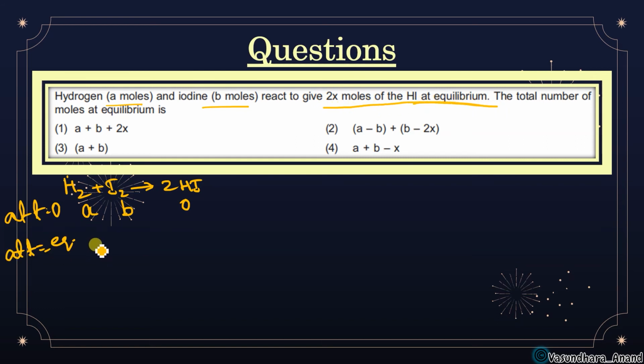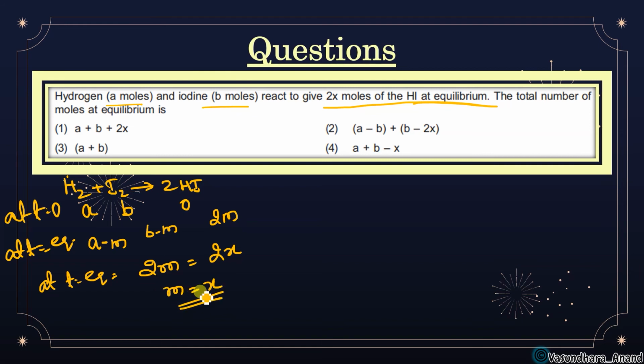So some portion will be deducted from this. Let me mark it as M. Similarly for B, since it is 1 mole, as much as this decreases, this will also decrease. So that is B minus M, and this will form 2M. Any doubt in this? It is said that 2x mole of HI forms. So at equilibrium, according to the question, 2M is equal to 2x. So you can find that M is equal to x, isn't it? Clear? Now find the total number of moles at equilibrium.